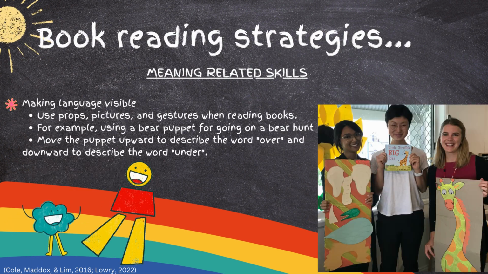The last one is making language visible. Use props and pictures and gestures when reading books. For example, using a bear puppet for the Going on a Bear Hunt book, and motioning the bear ducking to describe the word under, or the bear jumping to describe the word over.